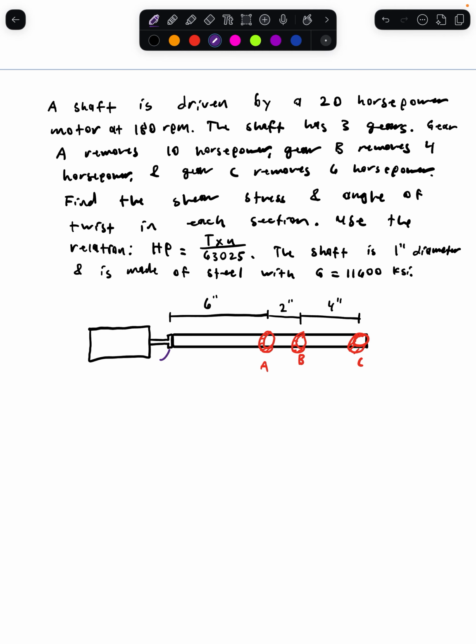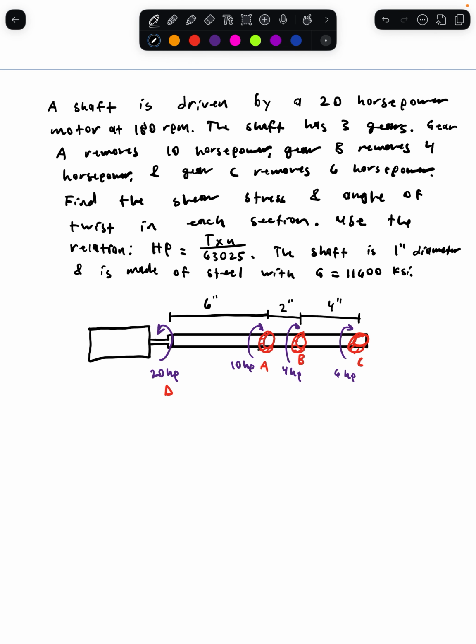At our motor here, we have 20 horsepower. Then at gear A, we're removing 10 horsepower, so this is going to be going in the opposite direction. At gear B, we're removing 4 horsepower, and at gear C, we're removing 6 horsepower. I'm going to call this point here D. I can tell this is going to be a long problem, because we have to go through each of these sections, find the torque in each section, and then use that to solve for the shear stress and the angle of twist.